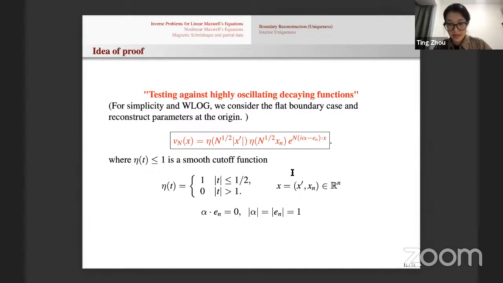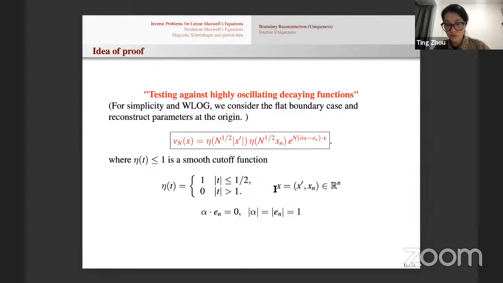Here is a little bit technical, but let me try to explain. We are interested in recovering the value of conductivity at a point on the boundary. So what we do is we first do a change of coordinates, try to flatten the boundary and set that point being the origin. Then we choose the e_n being the normal direction to this part of the boundary. So you have a nice coordinate system.